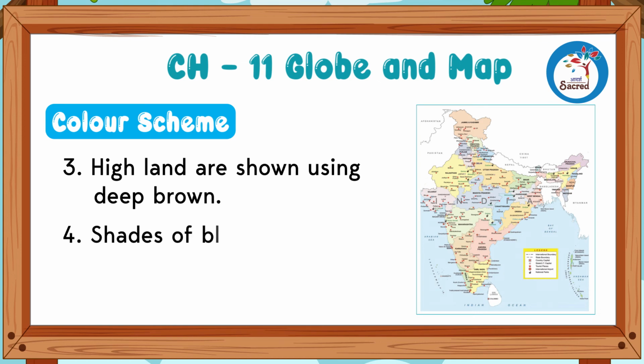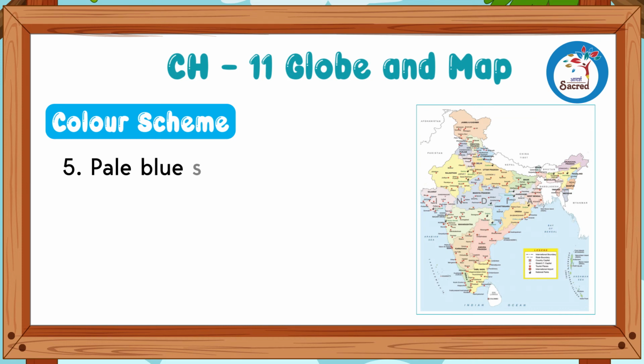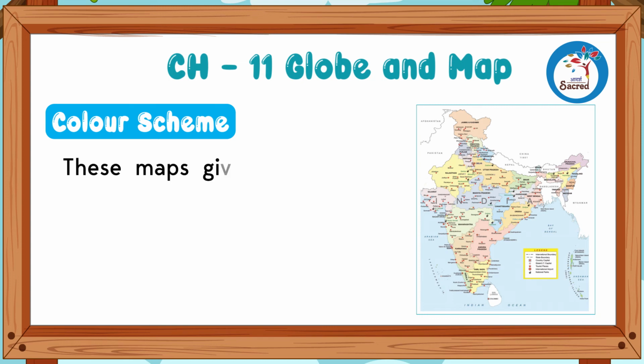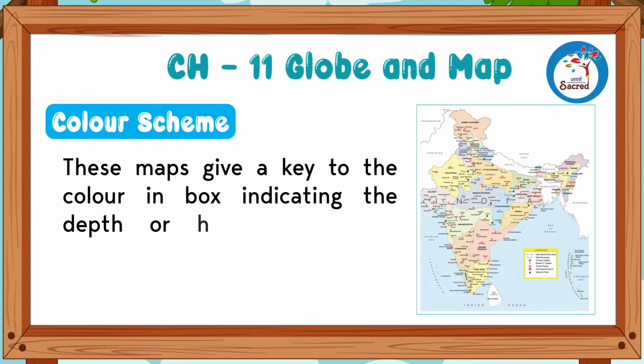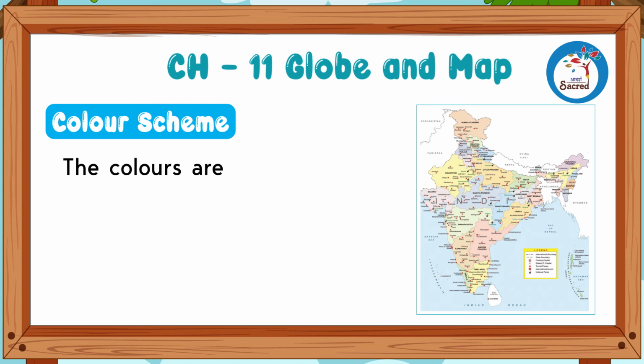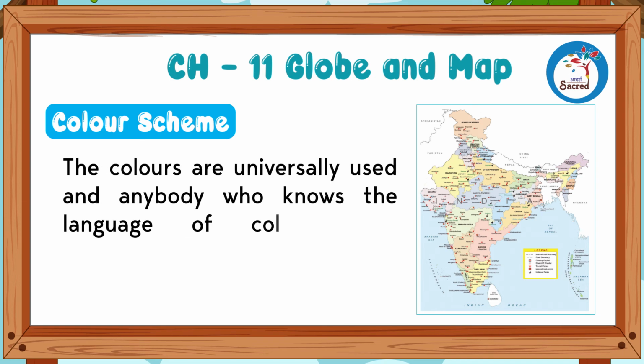4. Shades of blue are used to show water. 5. Pale blue shows shallow waters and deep blue shows deep water. These maps give a key to the colors in a box indicating the depth or height from the sea level. All maps use the same colors. The colors are universally used and anybody who knows the language of colors can understand them.